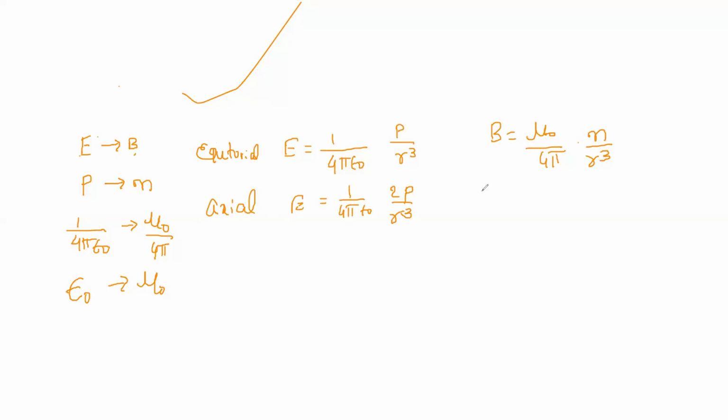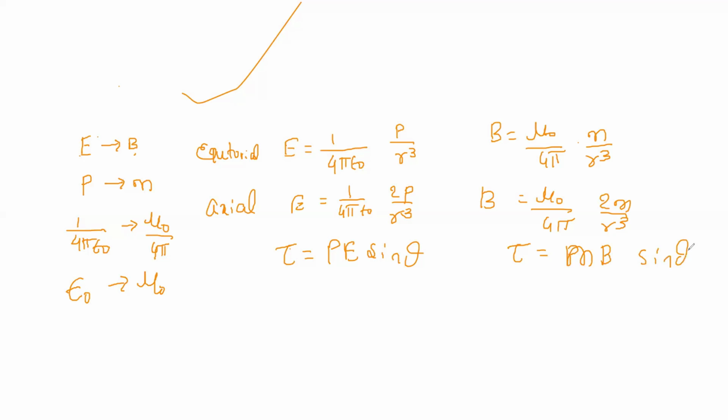Here, B is equal to μ0/4π times 2m divided by r cube. Next, the torque expression for the electrostatics is PE sin theta. And here, in the magnetic field, the torque tau is equal to mB sin theta. It is mB sin theta.